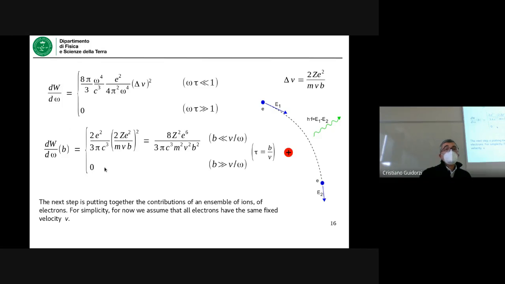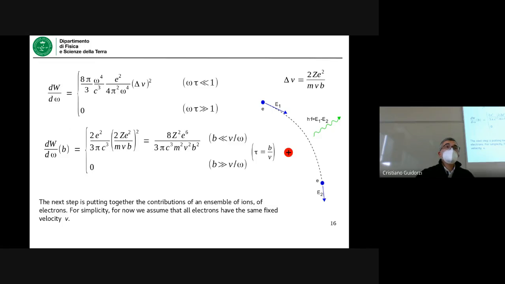Now, so far we calculated the energy emitted by one single electron with a velocity v and an impact parameter b, interacting with just one single ion. Now let's try to generalize things. In particular, we keep considering just one single ion, but we now consider a population of electrons, all of them having the same velocity. The only thing that we allow to change is the impact parameter.